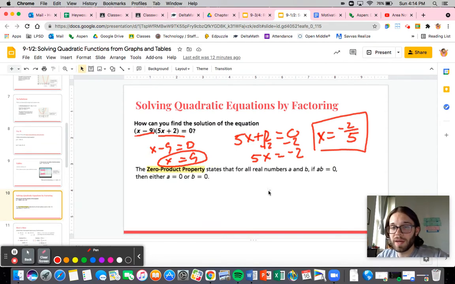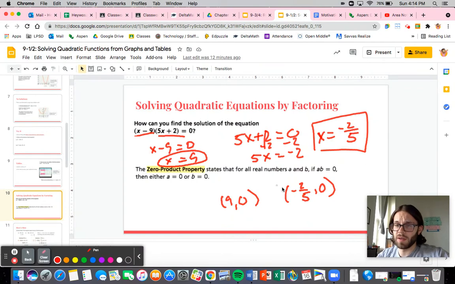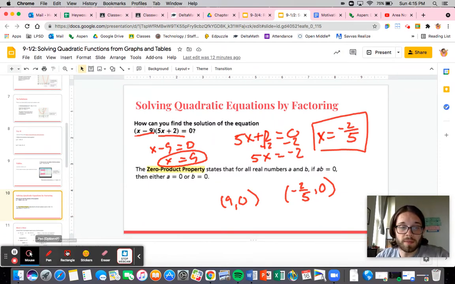So if we were to graph this, I'd have the points (9, 0) and (negative 2 fifths, 0) on my graph. Normally, once we got that, we would average them to find the vertex. Obviously, that's not a very pleasant thing to do here, but it would still hold from there.